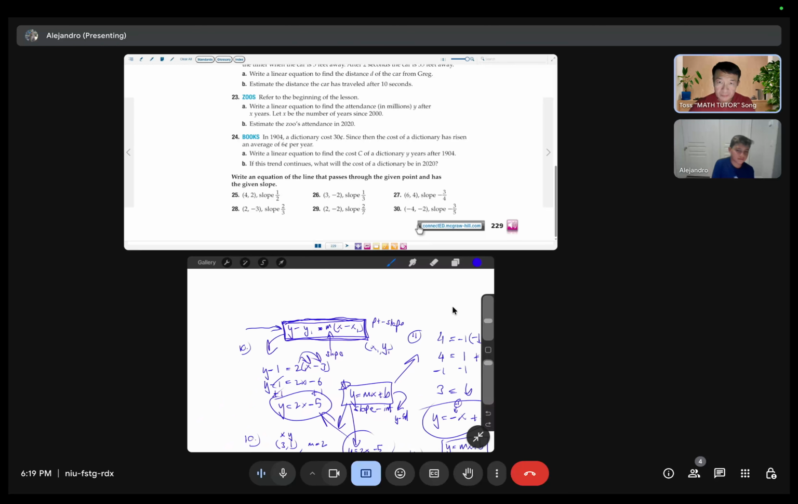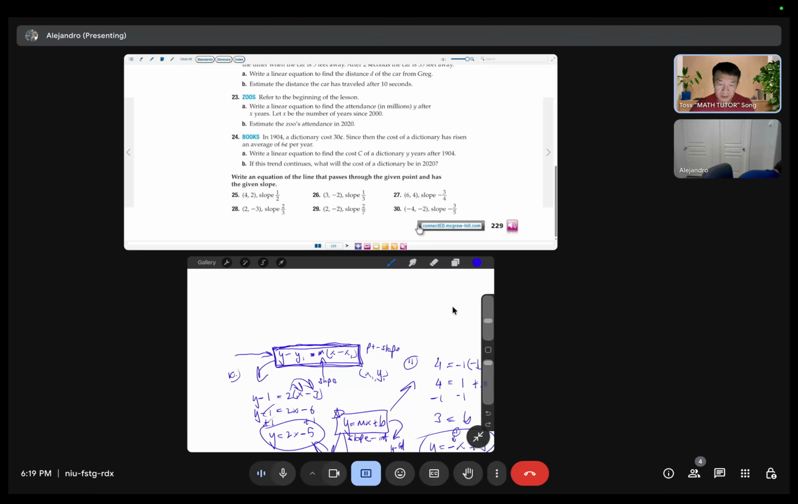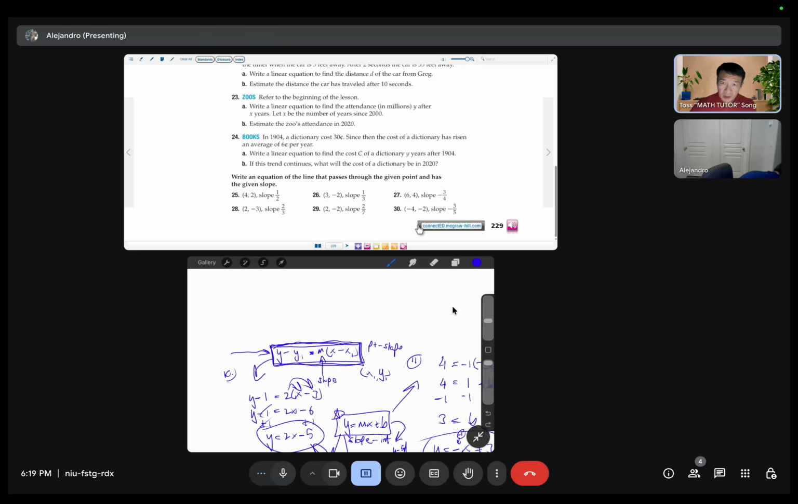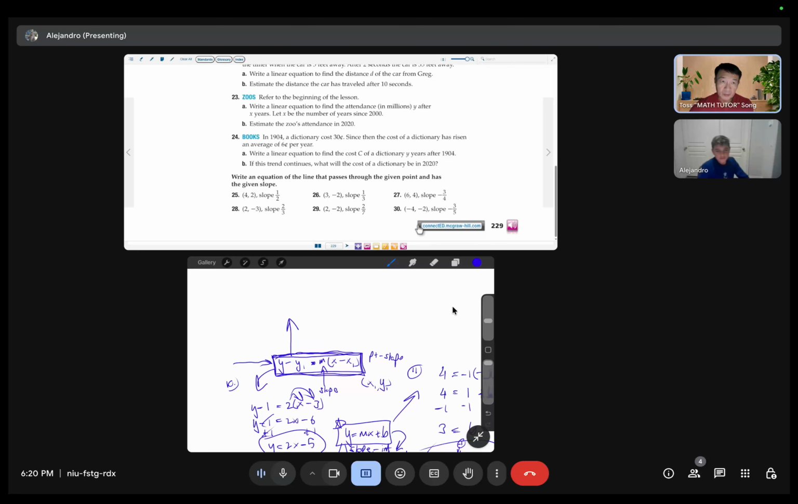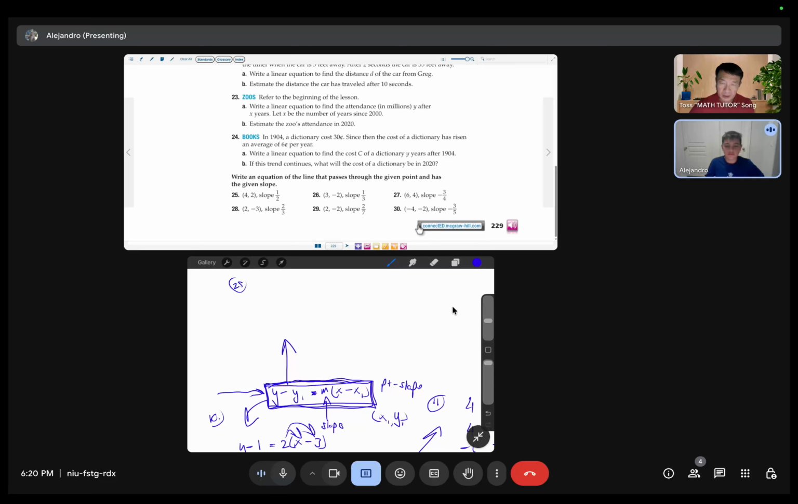So let's see. For example, let's do 25 and 26 with the fractions. All right, take a look. I'm going to plug in, but the only thing I don't want you to get confused with is that this time you don't substitute x and y. Your point will be x1, y1 for 25, for example. Let me recopy 25.